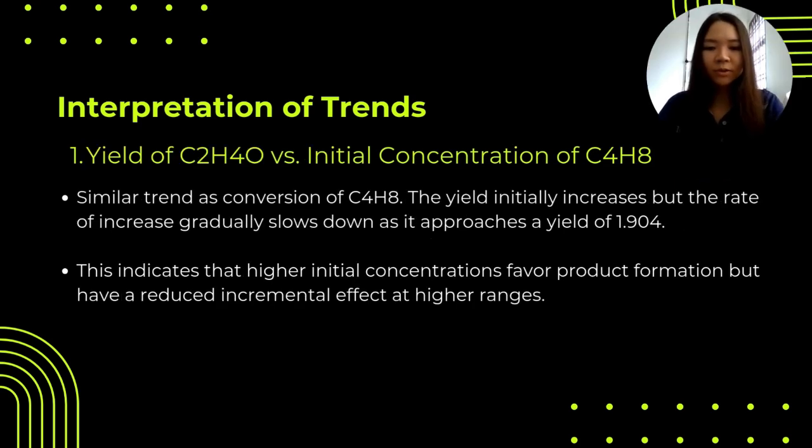The second graph has a similar trend as the conversion of the butane. The yield initially increases, but the rate of the increase gradually slows down as it approaches a yield of 1.904.